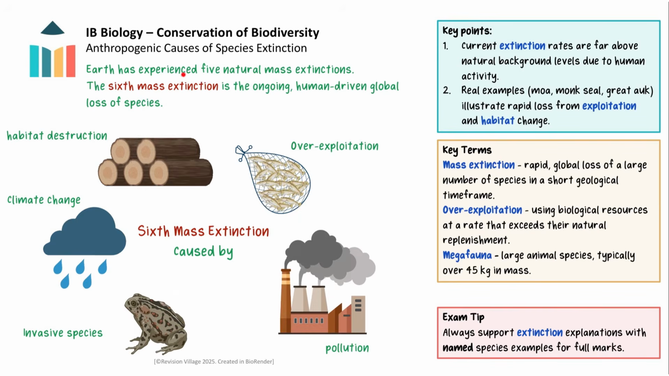Earth has experienced 5 natural mass extinctions, but today's biodiversity loss is unusual because it is caused overwhelmingly by human activity rather than natural environmental forces. This is known as the 6th mass extinction event. The 6th mass extinction is the ongoing human-driven global loss of species occurring at rates far higher than natural background extinction, caused by factors such as habitat destruction, overexploitation, pollution, climate change, and invasive species.